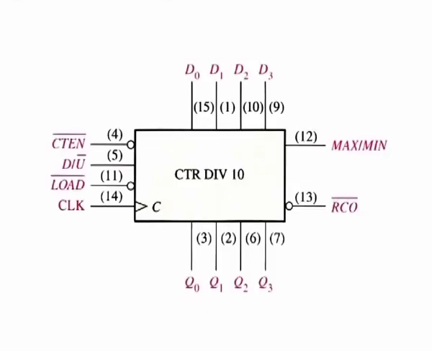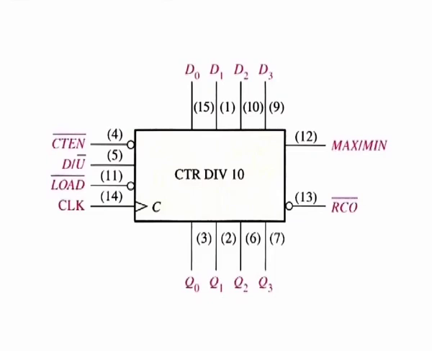The 74HC190 up-down decade counter. The figure shows a logic diagram for the 74HC190, an example of an integrated circuit up-down synchronous counter. The direction of the count is determined by the level of the up-down input. When this input is high, the counter counts down. When it is low, the counter counts up.